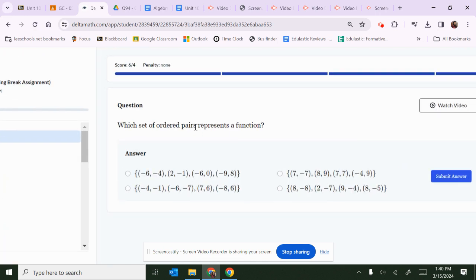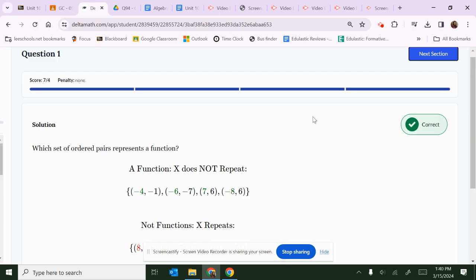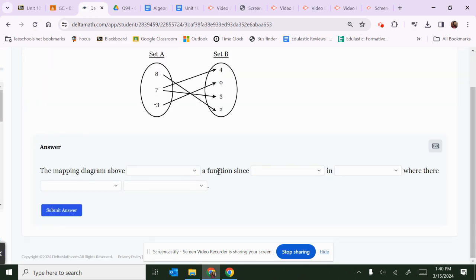So which one represents a function? So you're looking for when the x values do not repeat. Here I see a -6, a 2, a -6. Function or not? Not. What makes it not? The -6. So looking at this, -4, -6, 7, -8. Function or not? Function, because nothing is repeating. What makes this not a function? The 7s. All right. What makes this not a function? The 8s. All right. So again, guys, just like that. Okay. So again, try to do about 8 to 10 of these, guys.